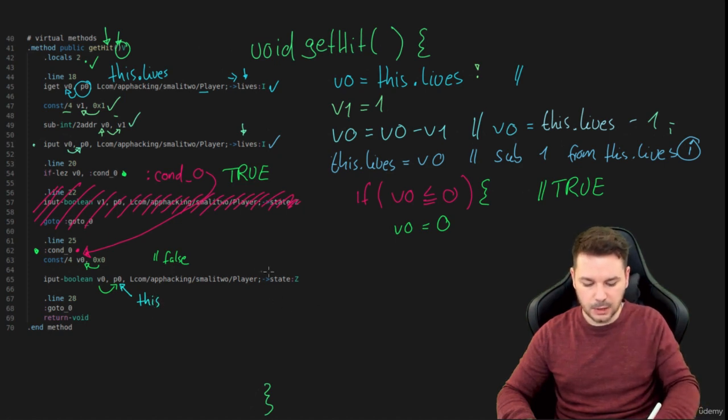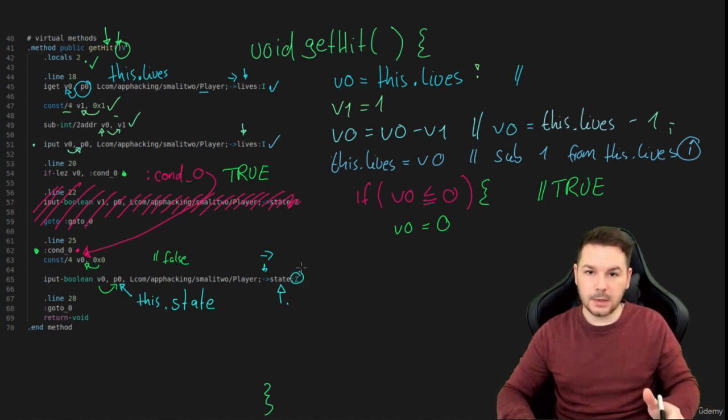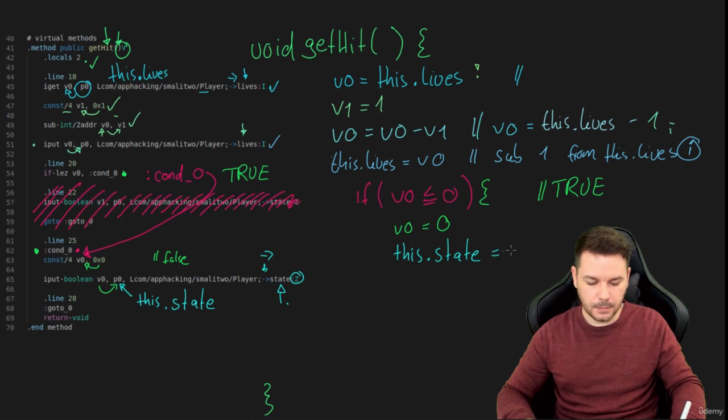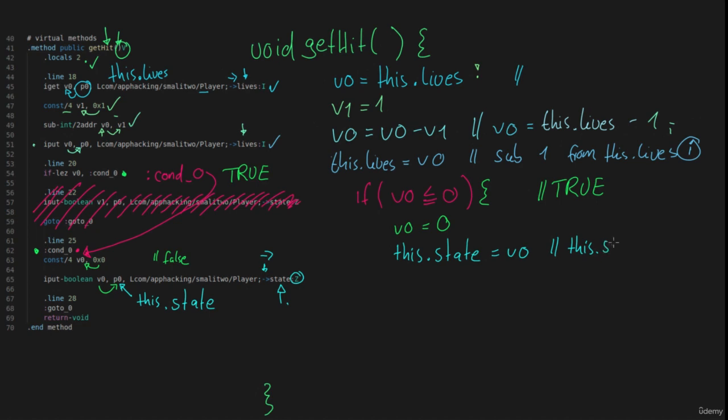And what kind of this object? We will find this after the arrow here. It's the this.state, so we've got a this.state instance field. And we can also see this over here. This.state is of type boolean, which makes sense because we are putting a boolean into this. Okay, this means our this.state is now equal to v0, which means our this.state is now equal to false, because our 0 is a boolean value and it's false.